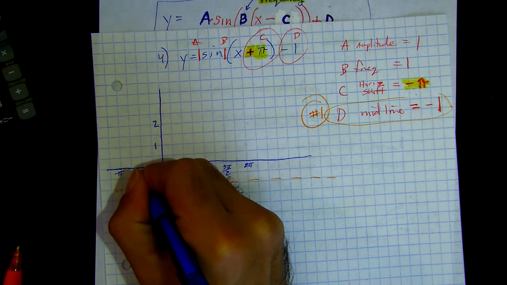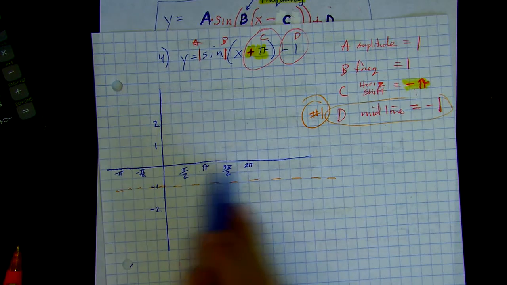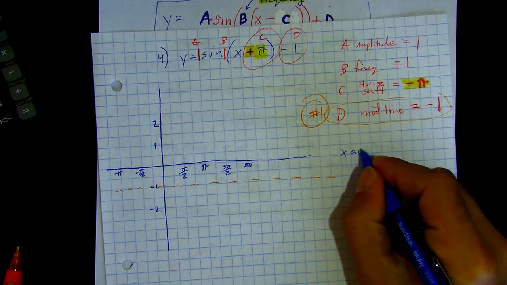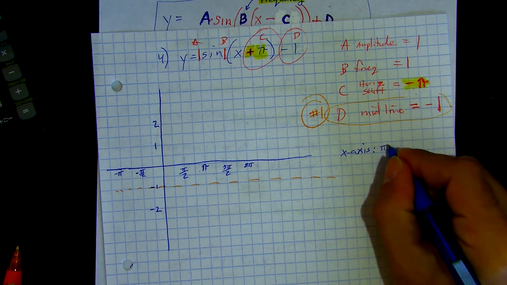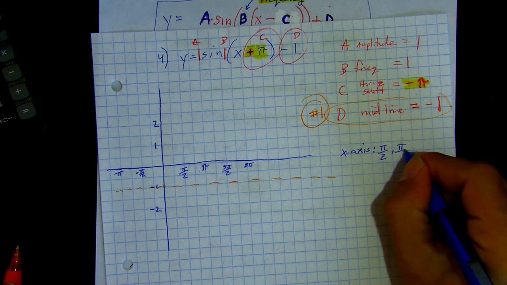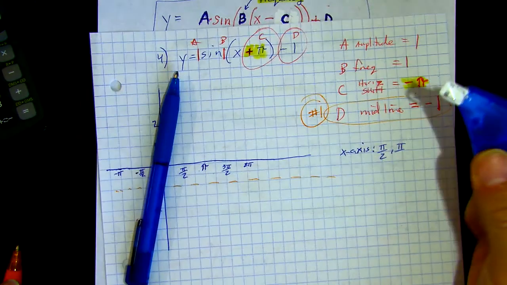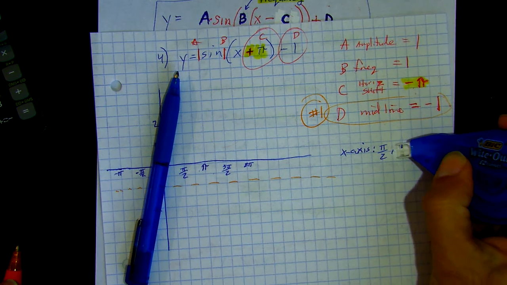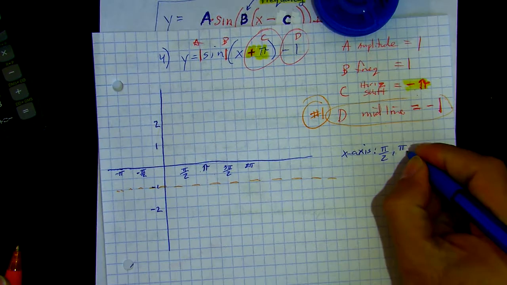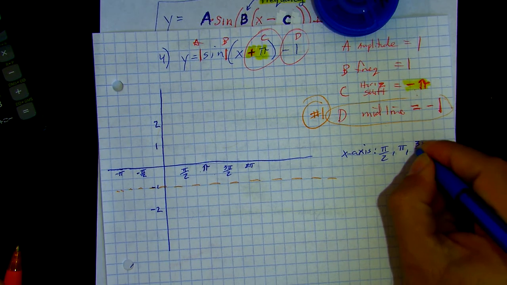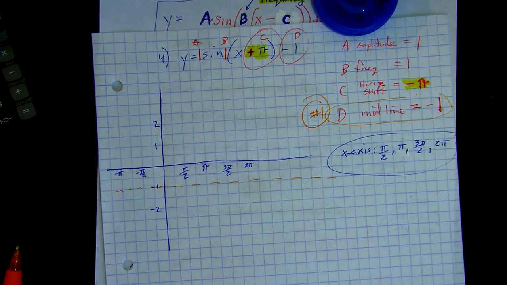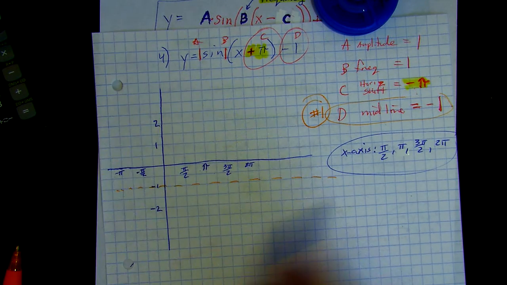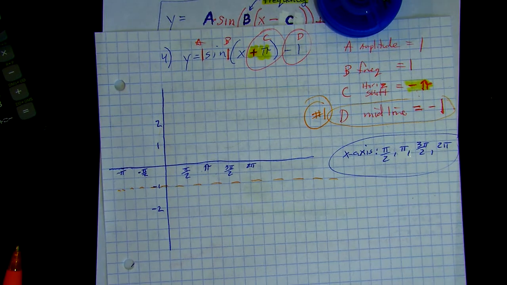If you're wondering what for the x-axis, my x-axis is always going to have pi over 2, pi, and then 3 pi over 2, and then 2 pi. You're always going to use these. So if you're not sure, in this case we had to go in the negative direction, but these are going to be the main radians that we're looking at.